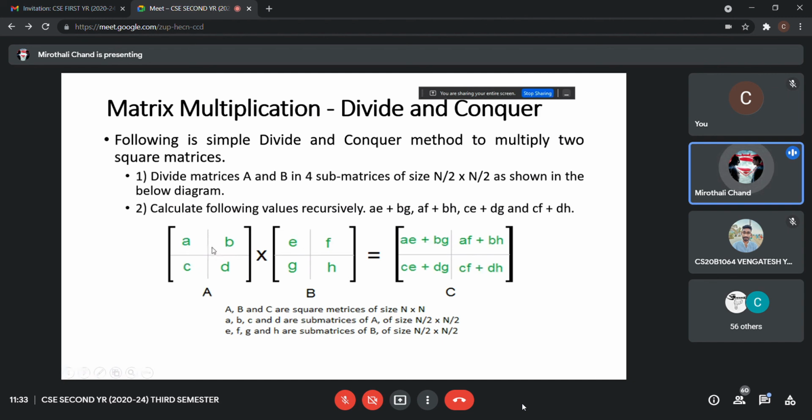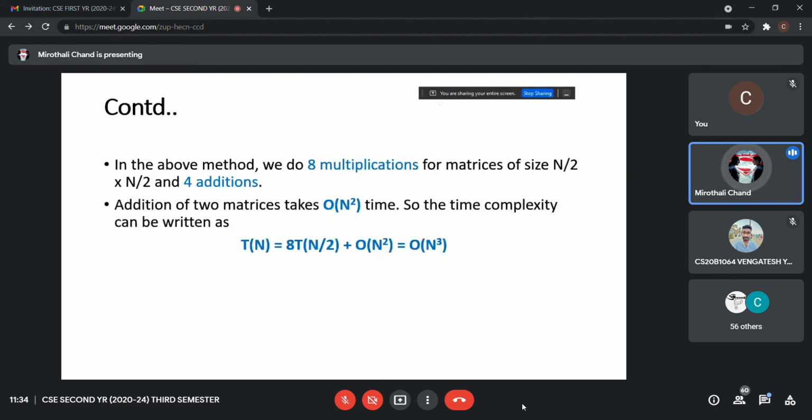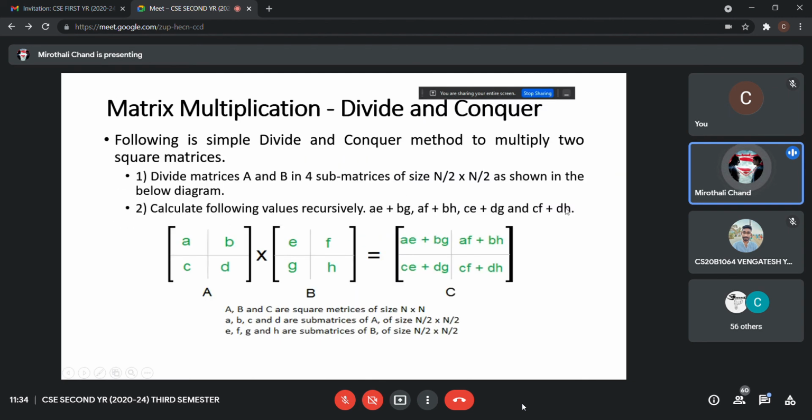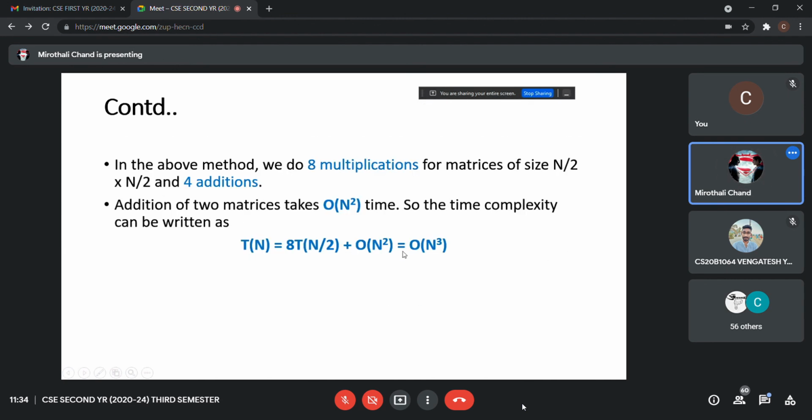The answer will be the same, but this approach will be used in the programming part, where each matrix is divided into submatrices, and each submatrix is independently considered as a matrix, and the other operations are carried out. Regarding the time complexity, we have 8 multiplication operations and 4 addition operations: 1, 2, 3, 4 additions, and 8 multiplications. So A, E, B, G, these 8 things. When calculating this time complexity, we will get the same O of n power 3.